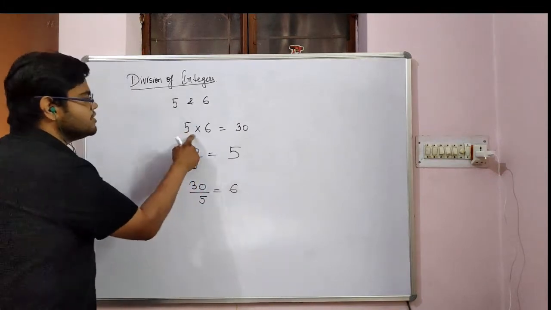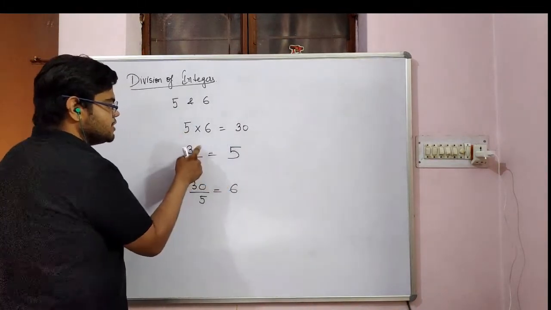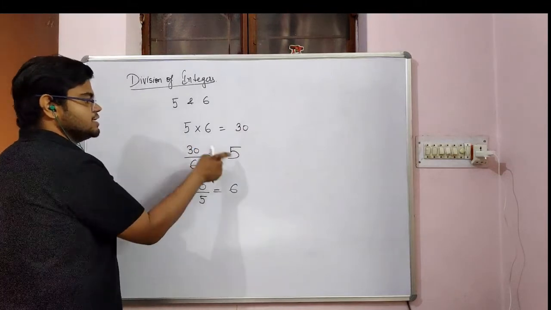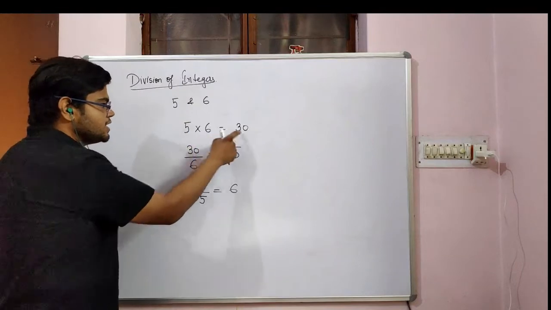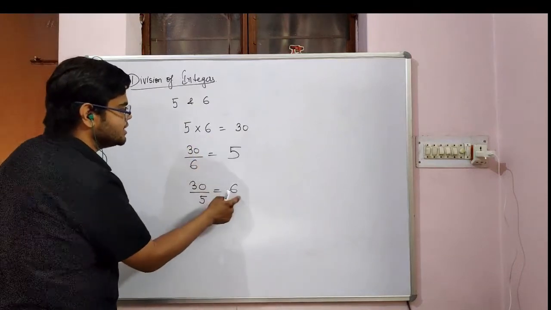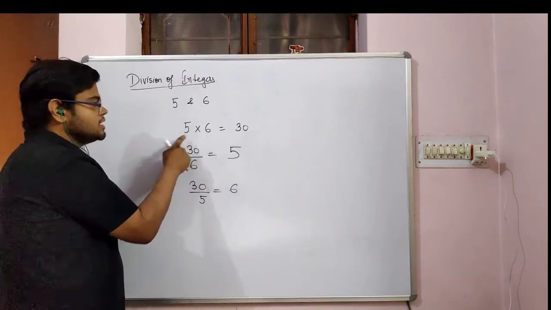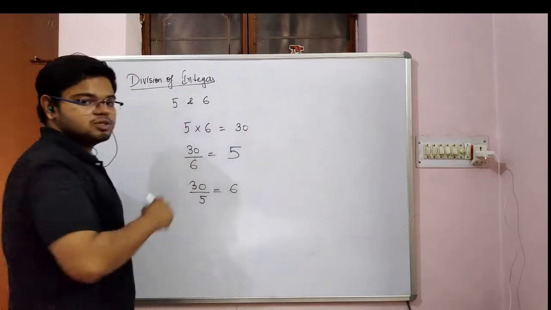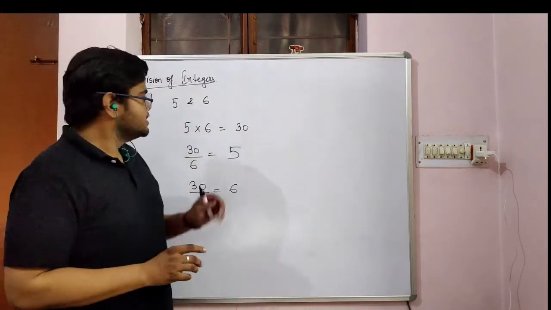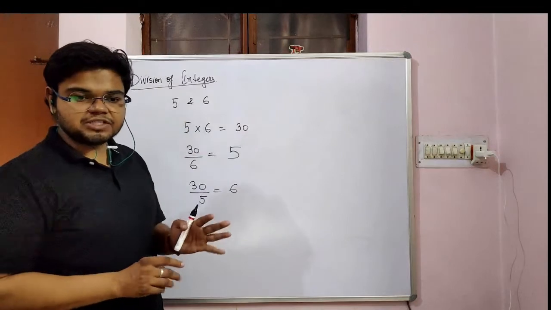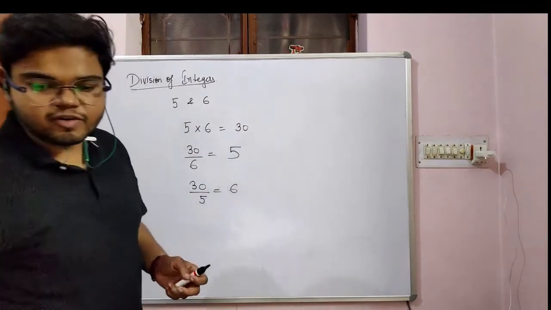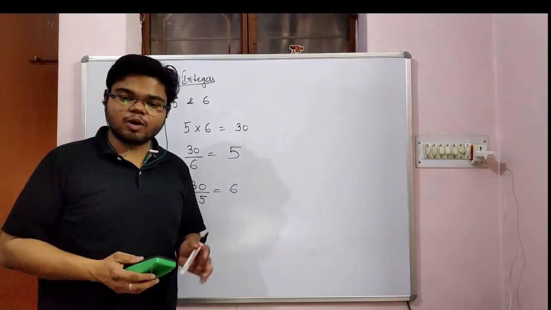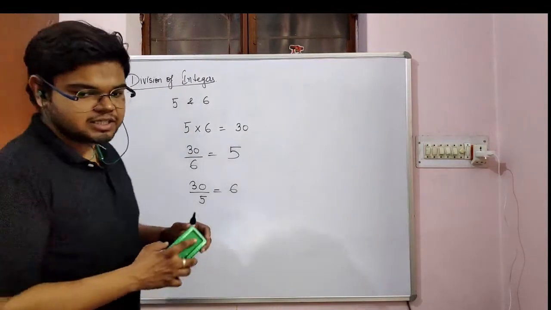How? 5 into 6 equals 30. If we divide 30 by 6, we get the result 5, which we had in our multiplication. If we divide 30 by 5, we get the result 6, which was in our multiplication, which is 5 into 6 equals 30. So children, division and multiplication are inverse operations. Okay, so now we will be looking into the properties of division of integers.